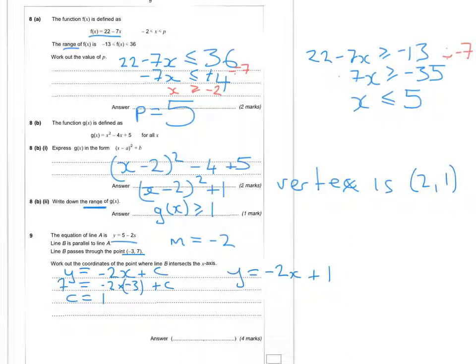Where does it intersect the x-axis? X-axis when y equals 0. So 0 equals -2x plus 1. X equals 1/2. So the point is 1/2, 0.